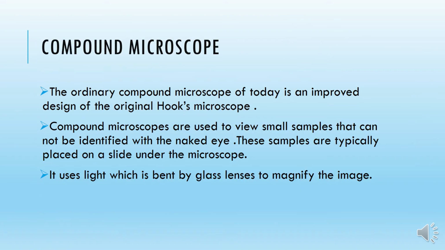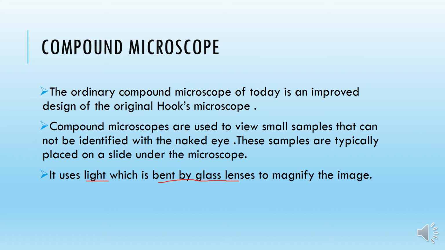As you know, the compound microscope which we use today is the improved version of Hooke's microscope. Compound microscopes are used to view small samples that cannot be identified with our naked eyes. These samples are typically placed on a slide under the microscope, and it uses light which is bent by a glass lens to magnify. So there he used an oil lamp, and we use a light, and we are using glass lenses to bend the light and to magnify the image.